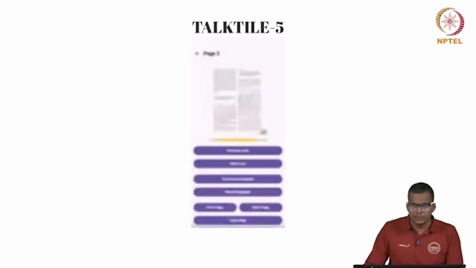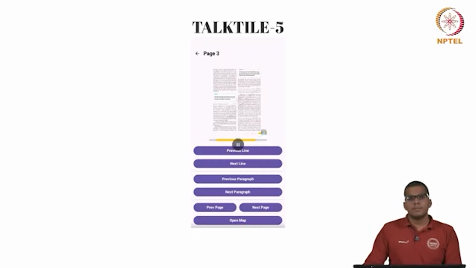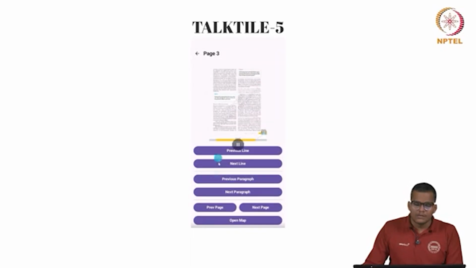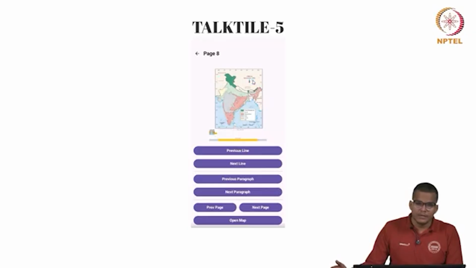So let's say in this particular chapter, resources and development, page 8 contains a map of soil patterns of India. I'll show you. Right now, if we say go to page number 8, it will move to page number 8. Then, as you can see, the app immediately says that this page contains a map. Then you say open map, and it opens the map screen.